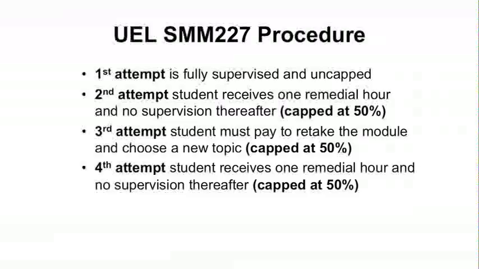And should a student fail on the third attempt, the fourth attempt is very similar to the second, where the student will receive one remedial error with the supervisor and must then resubmit at the next available opportunity. Again, that dissertation attempt will be capped at 50%.